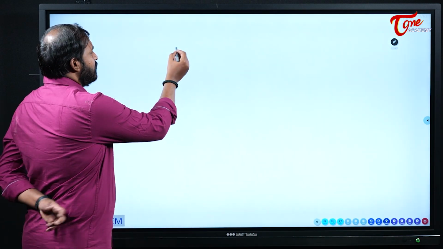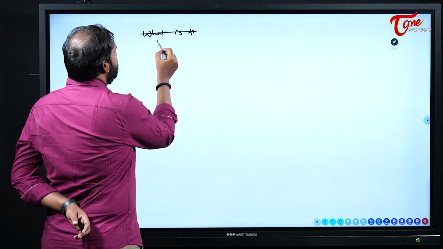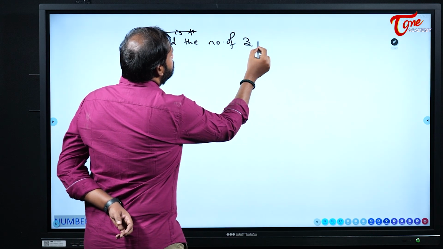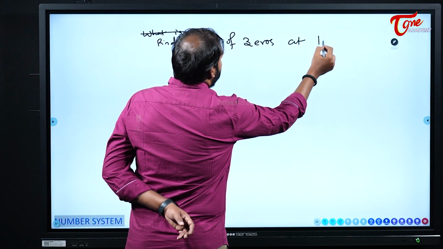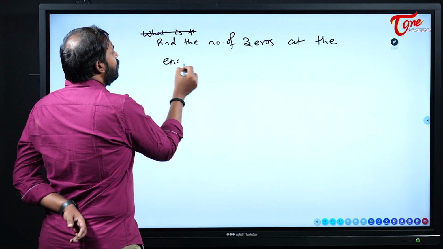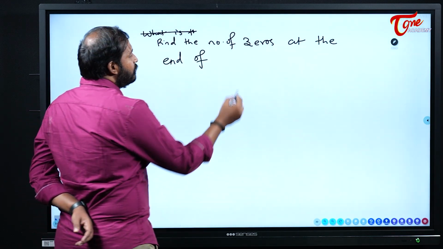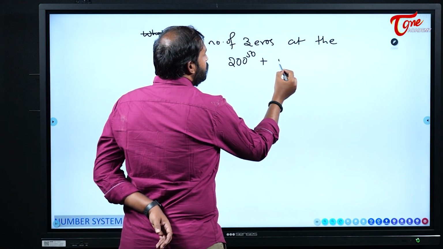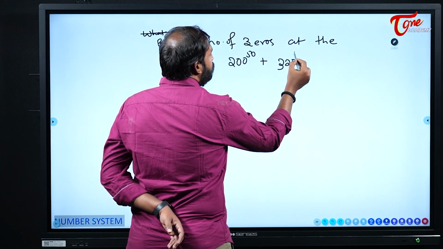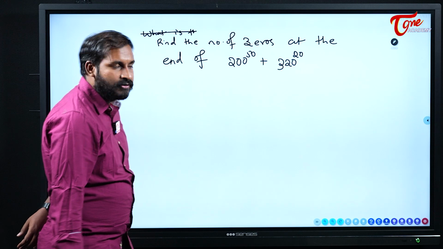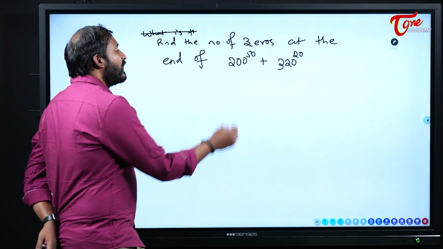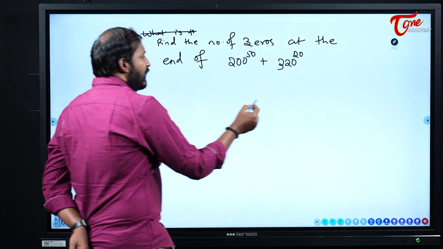Next, for example, there is a question like this. Find the number of zeros at the end of 200 to the power of 50 plus 320 to the power of 20. I need to find the number of zeros at the end of these two things. First and foremost, you need to do the prime factorization of 200 and 320 and observe what you get.